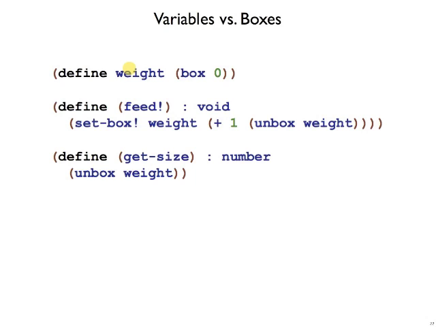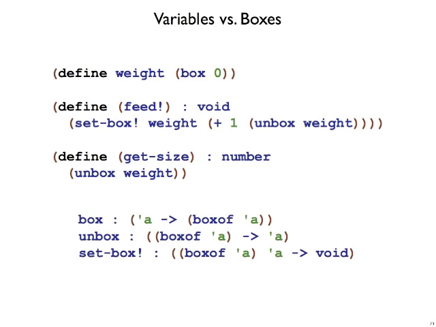So the variable weight itself never changes. It always refers to the same box, the same object, but the value inside of that box is what changes. And the API that's built into PLAI typed for this is box, unbox, and setBox. And this alpha says the box can have anything inside of it, can be initialized with anything, and then you get a box of that kind of thing.